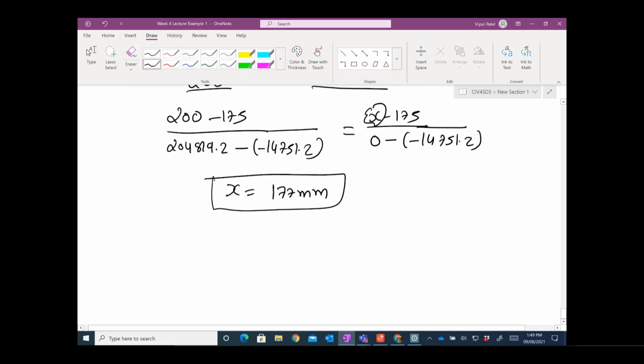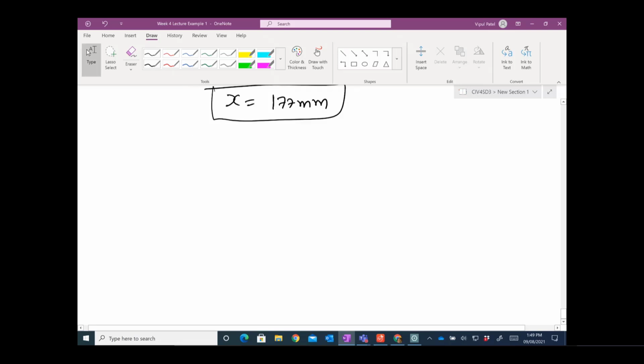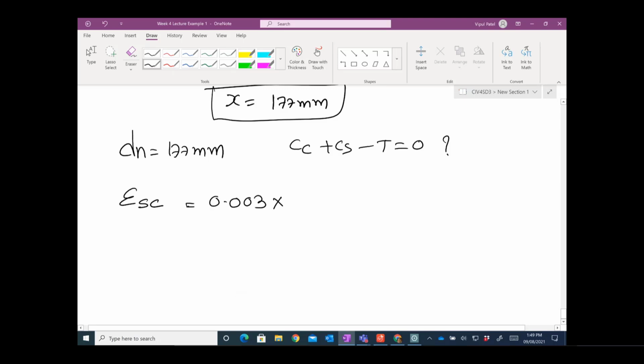Let's try 177 now and see whether it gives you 0 or not. Okay, same procedures, same style. Now dn equals 177 millimeters. Check CC plus CS minus T equal to 0 or not. Same story. We said strain is 0.03. This is, by the way, the strain in the top row, which is 177 take away, look, this is repetition. We have done this 4 times. I'm showing you. So let's say 0.016.